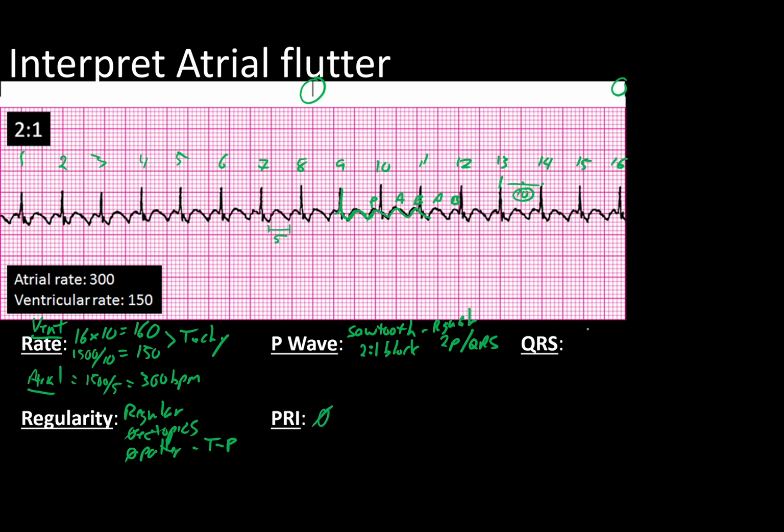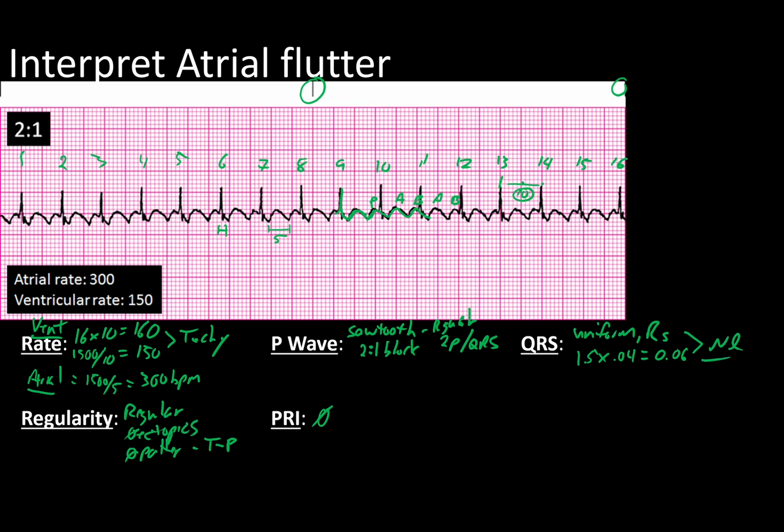Can't do a PRI. My QRSs are definitely uniform. They have basically an R, possibly a tiny S conformation, and they are tiny. They are snug. They are just barely over a box. So we're going to go ahead and say it's 1.5 times 0.04 equals 0.06, which is normal. So we're tachycardic.